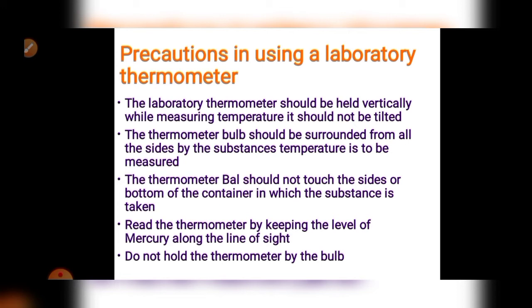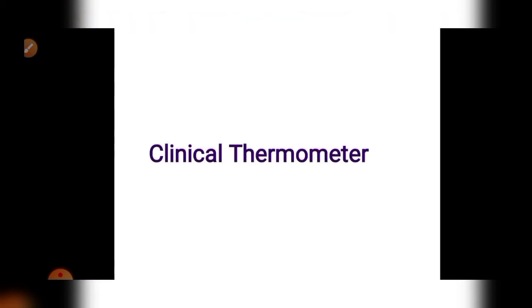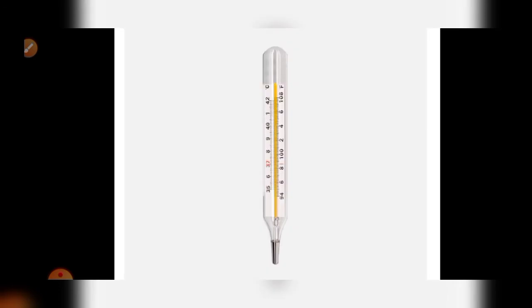Before we describe the thermometer, we should know the meaning of the term kink. A normal temperature of a human body is 37 degrees Celsius. When a person gets fever, his body temperature rises. The thermometer used for measuring the temperature of the human body is called a clinical thermometer. A clinical thermometer is used by a doctor to measure our body temperature.